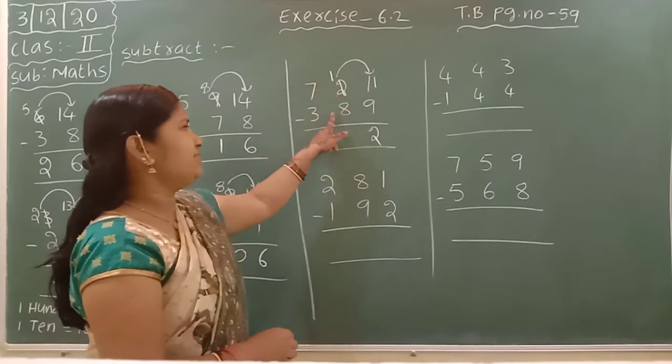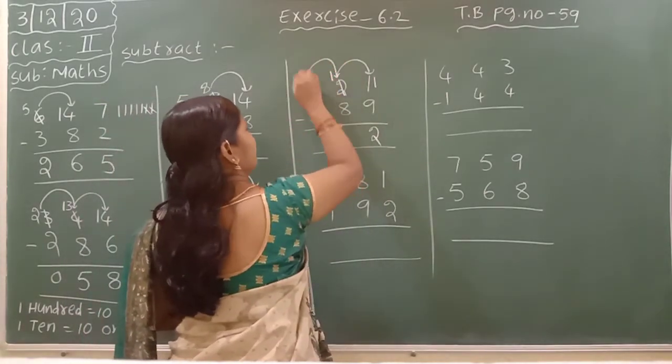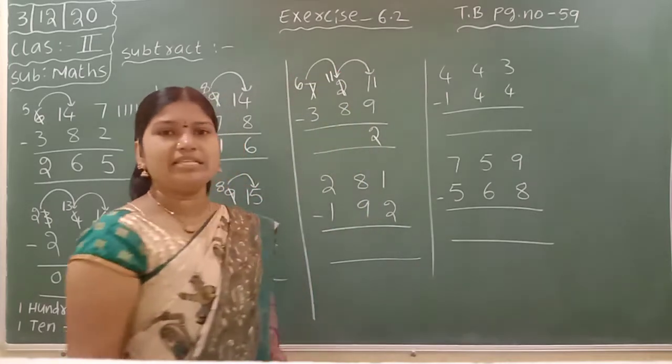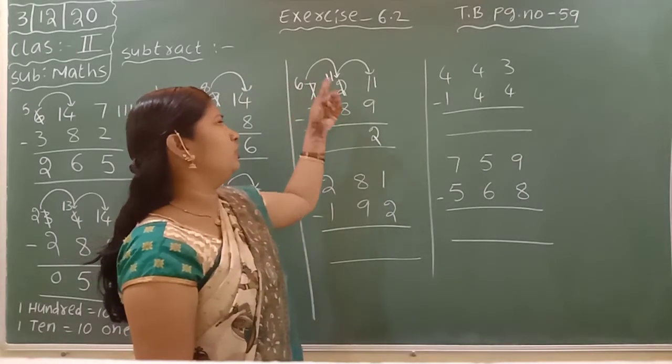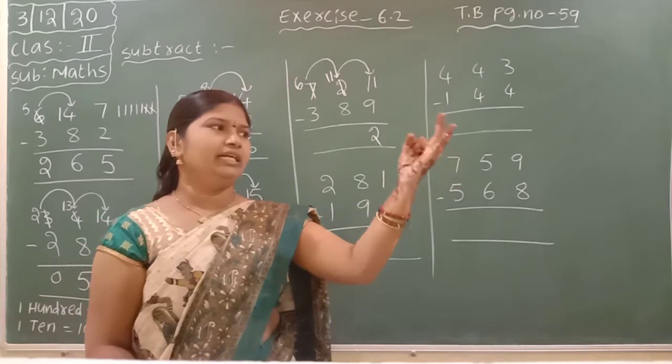1 minus 8 also not possible. Again take regrouping. 7 gives one, so this becomes 6. This becomes 11. 11 minus 8. 8 after, count up to 11. 8 after 9, 10, 11.